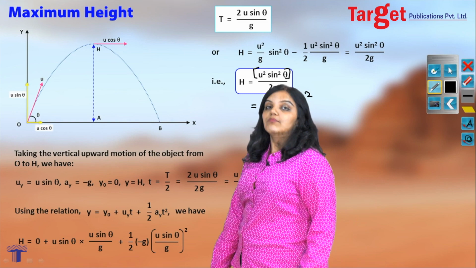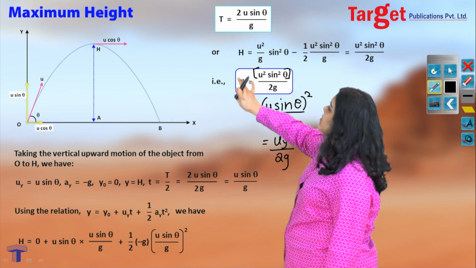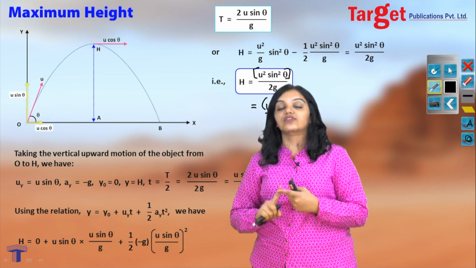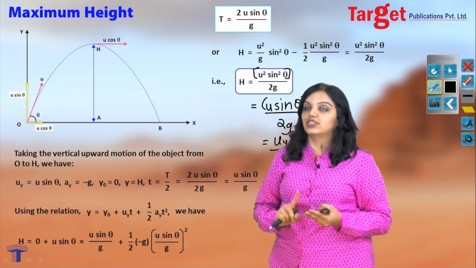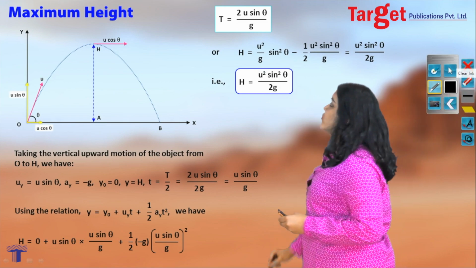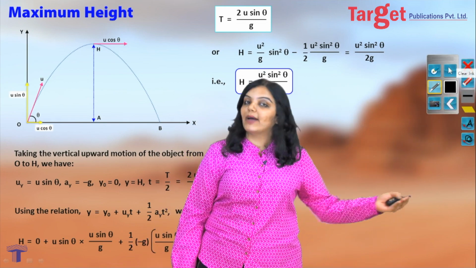Be careful between the formulae for maximum height, time of flight and horizontal range, because they are all in terms of theta, the initial velocity and g. Usually students get confused between these formulae, so be careful. Here we derived the formula for maximum height.